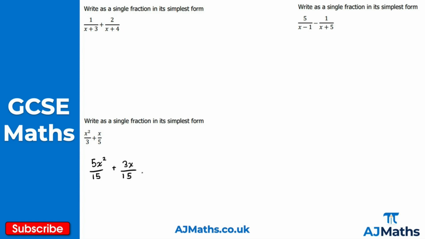So all we need to do now is basically write this as a single fraction. That's going to give me 5x squared plus 3x, and this is all over 15, so we can write this as a single fraction because they share a common denominator. And there we have it. That's actually our solution, and it's already in its simplest form.